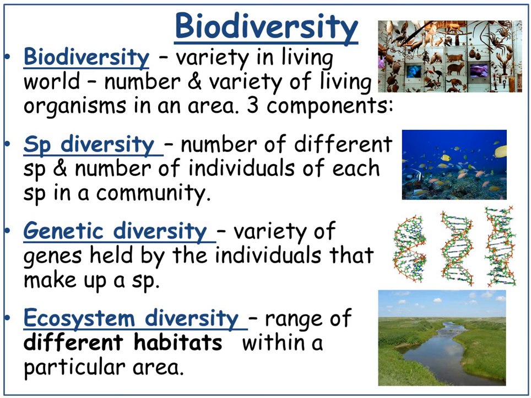There's species diversity, which is the number of different species and the number of individuals of each species in a community. There's genetic diversity, which is a variety of genes held by the individuals that make up a species. And then there's ecosystem diversity, which is the range of different habitats within a particular area.